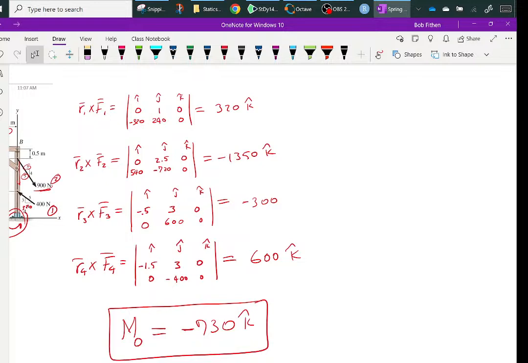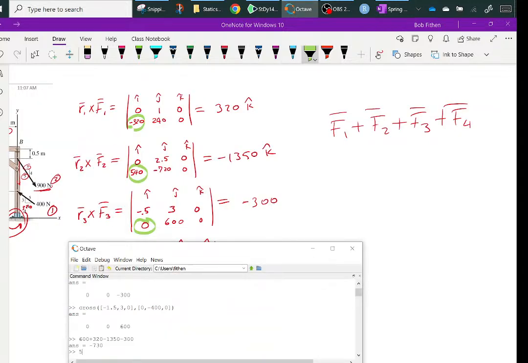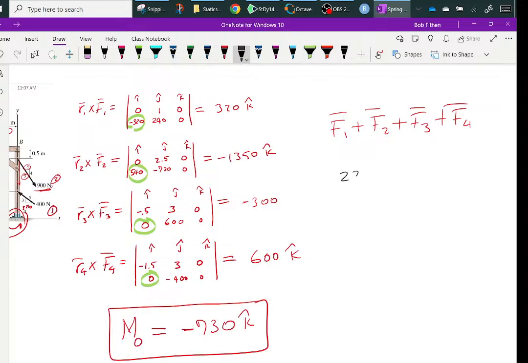Since I have all of these together, I simply want to do F1 plus F2 plus F3 plus F4 to get the total value of force. So I'm going to take this number plus that number plus that number plus that number, because that's the forces. So see, 540 minus 320 gives me a total of 220. Okay, so it's going to be 220i.